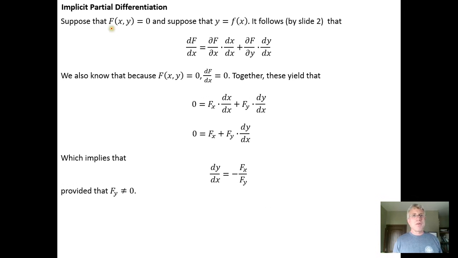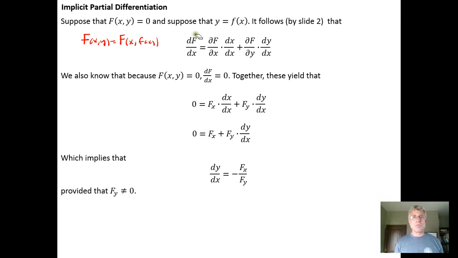So here's the idea: if I have a function of two variables that's implicitly defined, and it's equal to 0. This is the key. So I have f of x, y equals 0, and y itself is some function of x. So in other words, f of x, y equals f of x comma f of x. Then here's what we can do based on what we've already learned.